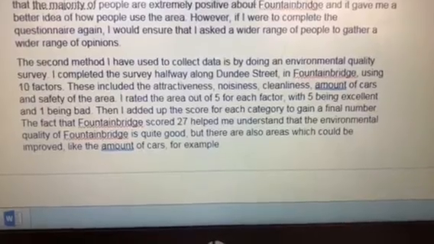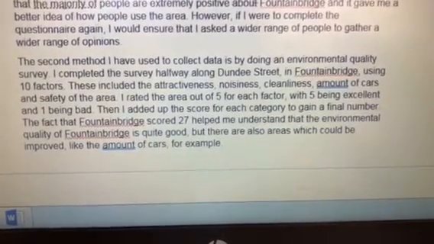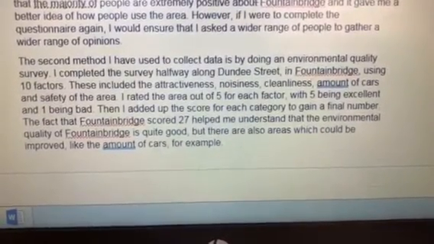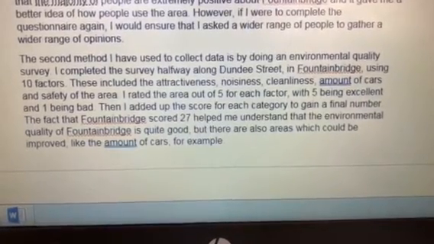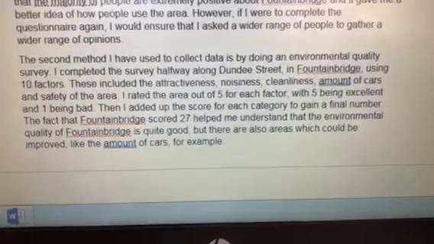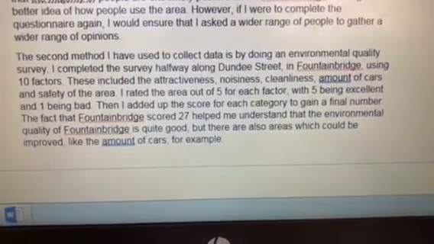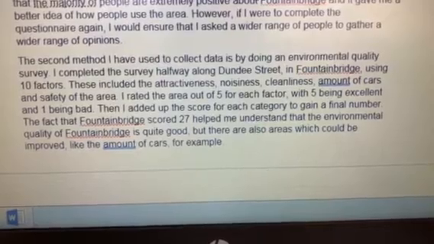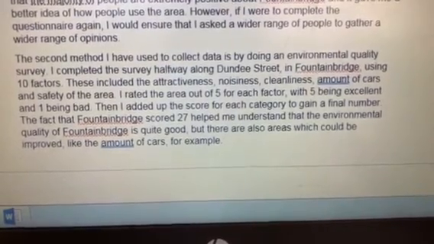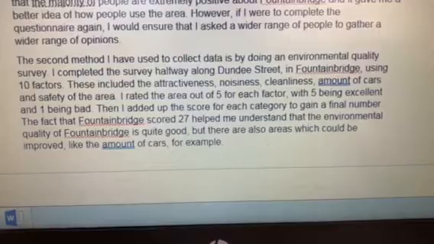The second method I have used to collect data, remember your second paragraph, second method, is by doing an environmental quality survey. Now, this is very important that you mention the specific locations you did the survey on. If you're doing a traffic count, you want to mention the specific street names you were surveying the traffic count. In this environmental quality survey, the specific areas you were reviewing the environment.